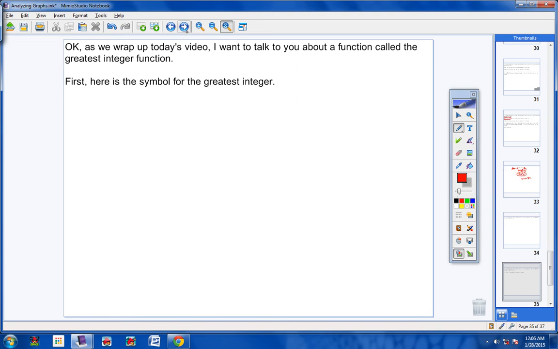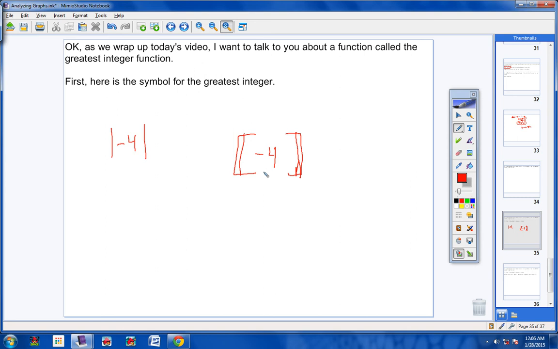First, here is the symbol for the greatest integer, okay? It's like this. I'm going to draw it really big so you can see. It's like this, and then with a line here, okay? And like this. So it's almost like a bracket with a double line, okay? Now you know, if you see something like this, you know that means the absolute value of negative 4. Well, if you see something like this, that means the greatest integer of negative 4. I'm going to talk about what that means, okay? But that's the symbol. Do you see the symbol? It's like a bracket with a line going down here. That's the greatest integer symbol. Got it?